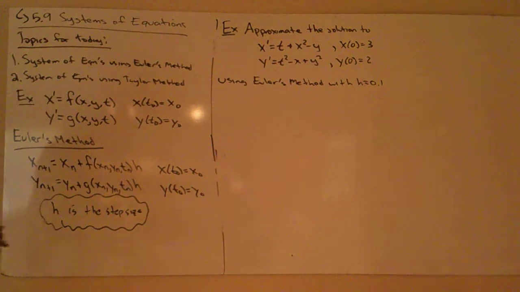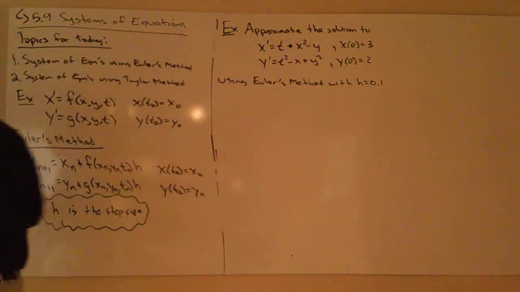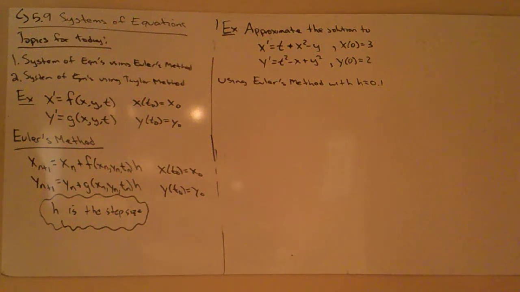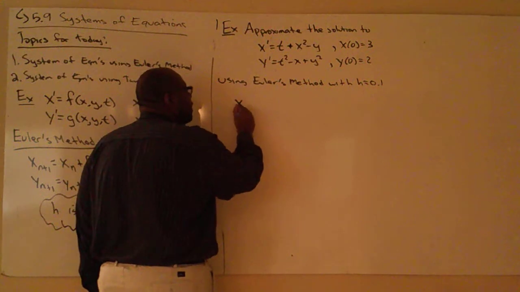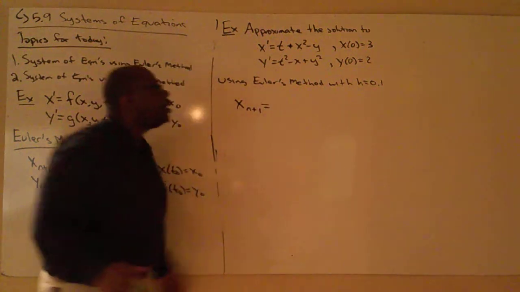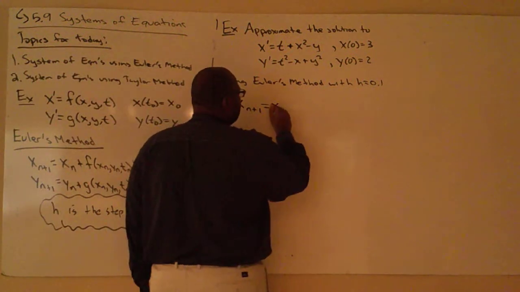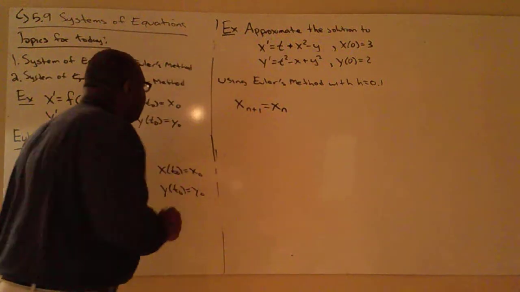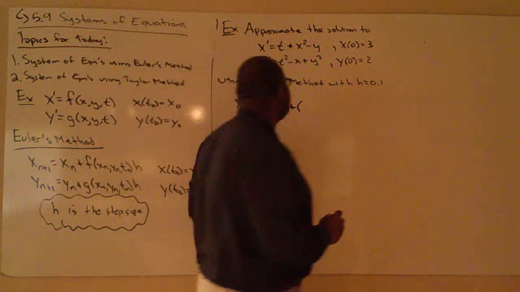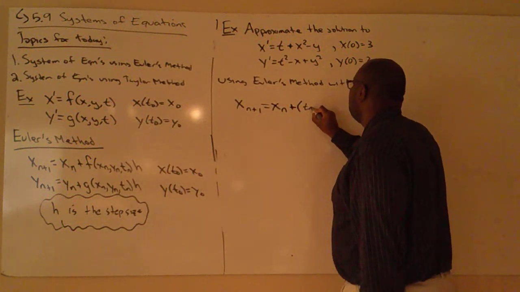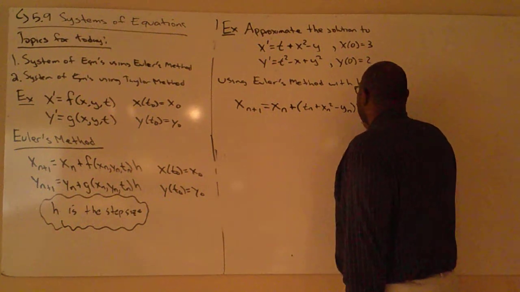Let's look at our first equation. I want to be able to approximate a solution to the first one. Yep, t plus x squared minus y. So for Euler's method, we have x of n plus 1 equal to x of n plus my function on the right-hand side, t sub n plus x sub n squared minus y sub n, times h.